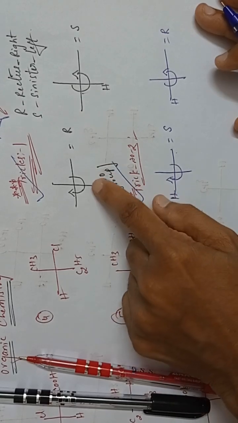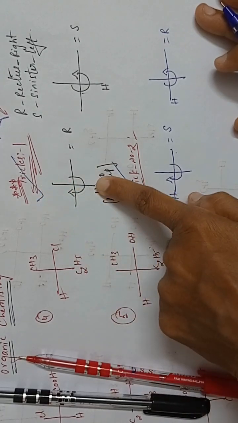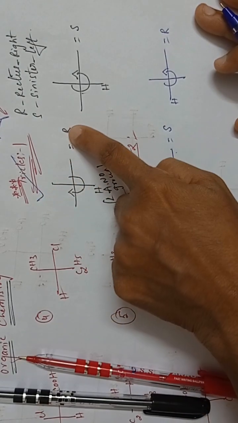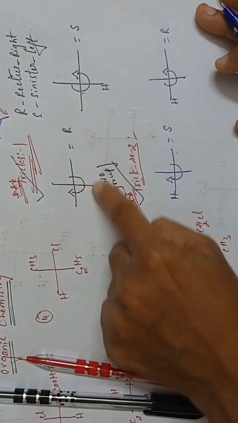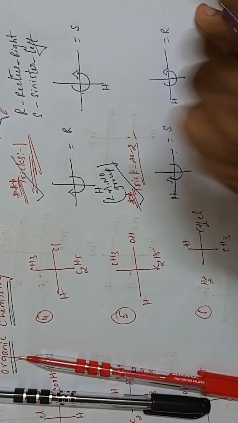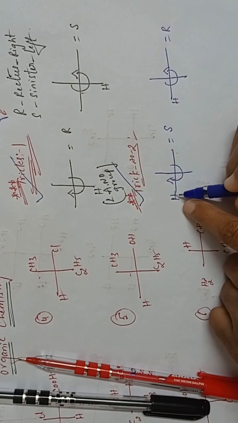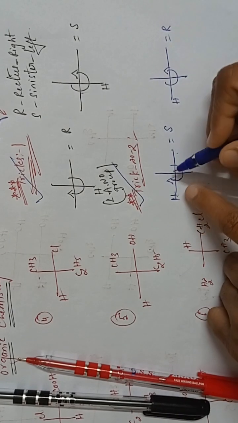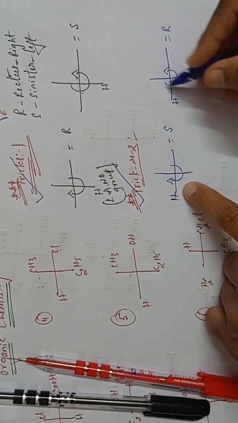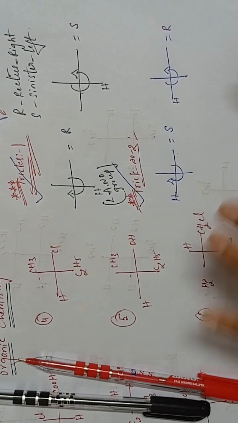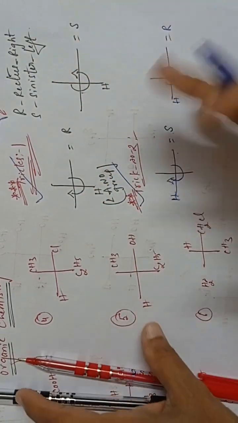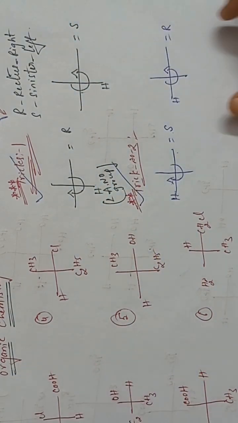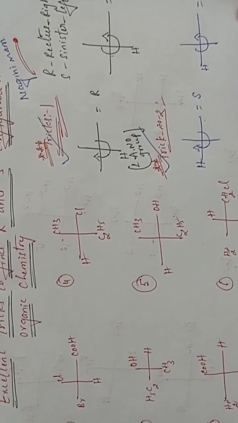See here, hydrogen atom on the vertical line: clockwise direction, R configuration; anti-clockwise, S configuration. Next, hydrogen atom on the horizontal line: if it is clockwise direction, S configuration; if it is anti-clockwise, R configuration. Clear? Keep it in your mind, students. Very easy trick. Now we will discuss the examples.